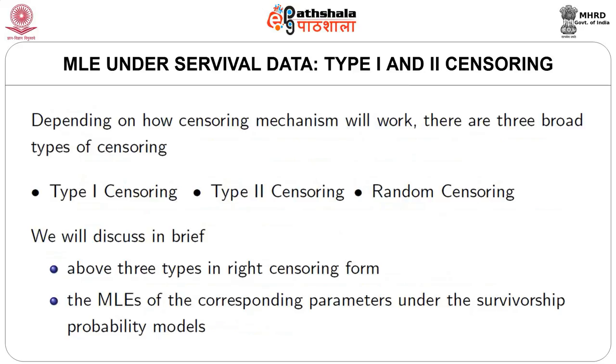Depending on how the censoring mechanism works, there are 3 broad types of censoring: type 2 censoring, type 1 censoring, and random censoring. Now we will discuss briefly each of these three types of censoring in the form of right censoring, and also the maximum likelihood estimations of the corresponding parameters associated with the survivorship probability models.